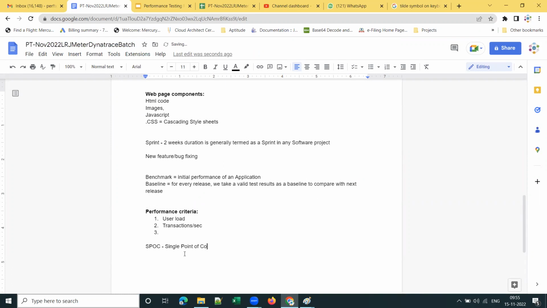Single point of contact, right? One of the team members will be acting as the single point of contact. Okay. They will be collecting the requirements and sending email communication and all. They will be doing that. Okay. But whenever we have team meetings, the whole team gets to join the meeting.